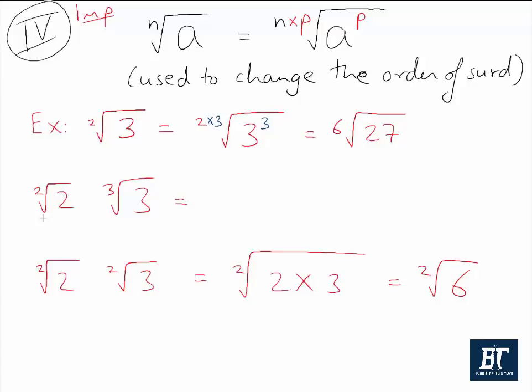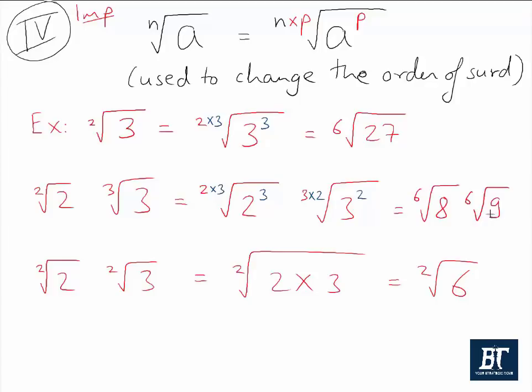So I'll take LCM of the index 2 and 3. So if I do that, the answer is 6. So I need to convert them into 6. So let me write this and then cube root 3. So to make them 6, I need to multiply this by 3 and take cube, and then I do multiply this by 2 and take a square. So this will become 6th root of 8 and then 6th root of 9.